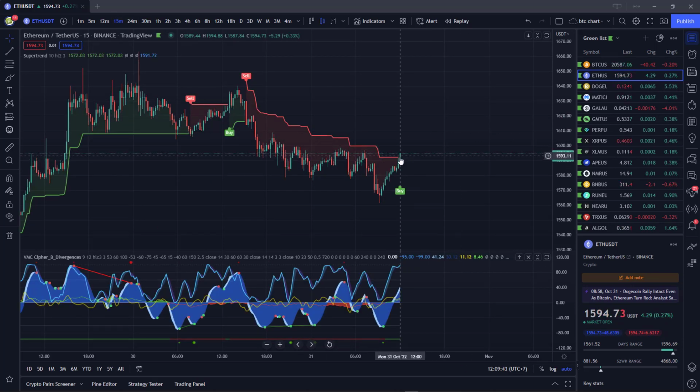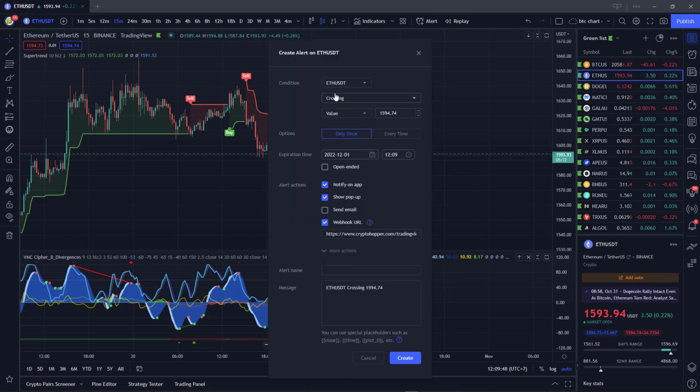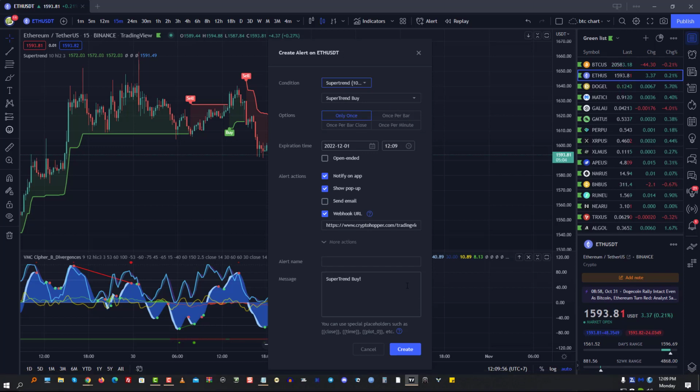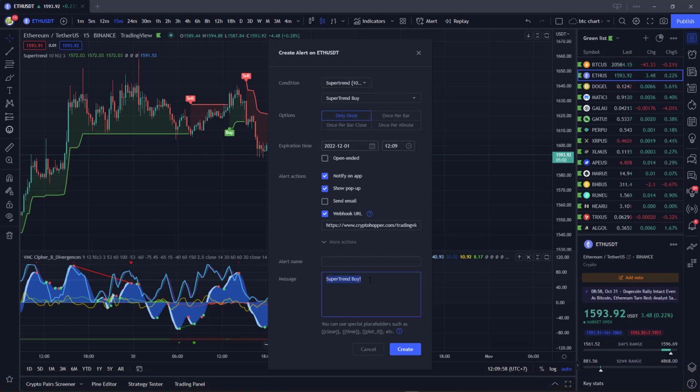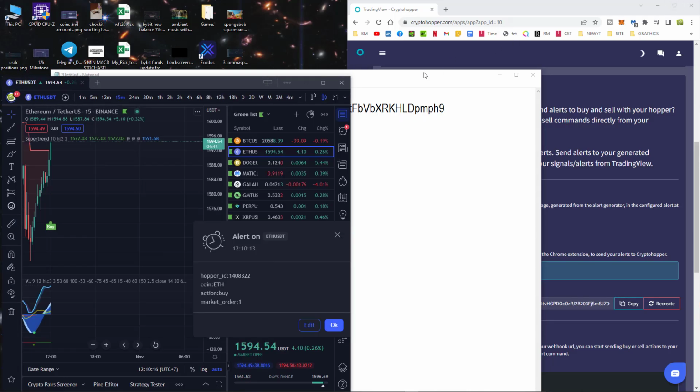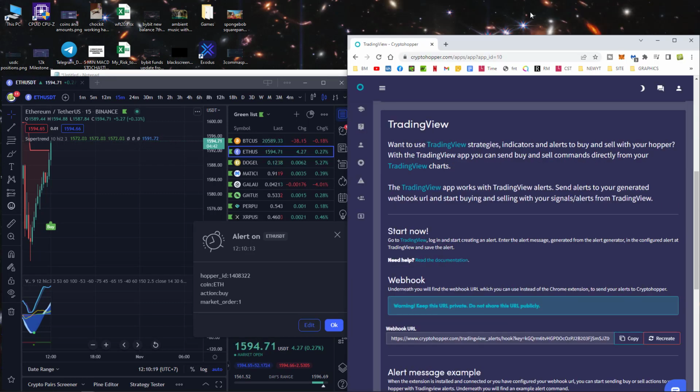We're going to get, got a 15-minute. Alright, let me do an alert on the 15-minute and you will see Cryptohopper buy. Alright, Supertrend only once. Alright, paste that code in there. ETH. Webhook is still there. Alright, all correct. Create. There you go. The signal has gone off. Let's have a look at Cryptohopper.